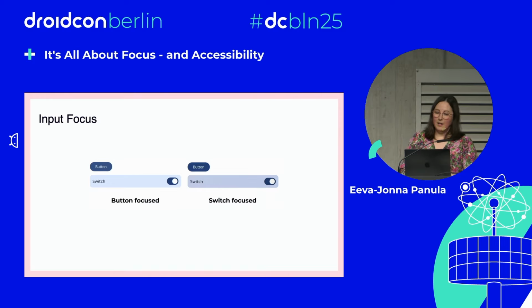And here I have a picture of the input focus or keyboard focus. In the picture, there are two elements, a button and a switch, and they are actually there twice. The first picture has the button focused, so when a user is navigating with a keyboard and focuses the button, this is what it looks like by default. And then the unfocused state is on the second picture.